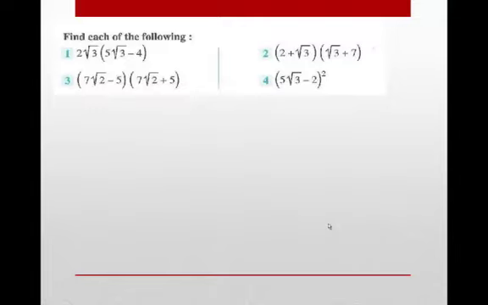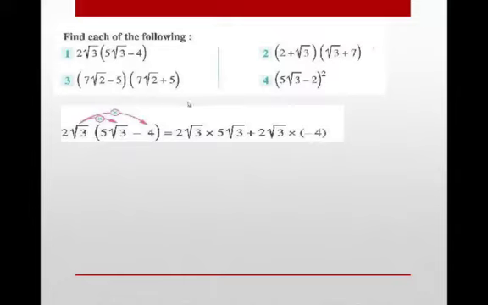Let's practice. Find each of the following. Number 1: 2 root 3 multiply 5 root 3 minus 4, between brackets. Number 2: bracket 2 plus root 3 by bracket root 3 plus 7. Number 3: 7 root 2 minus 5 by 7 root 2 plus 5. Number 4: bracket 5 root 3 minus 2, all power 2.